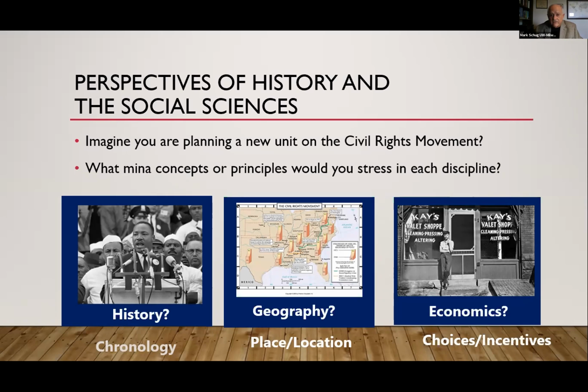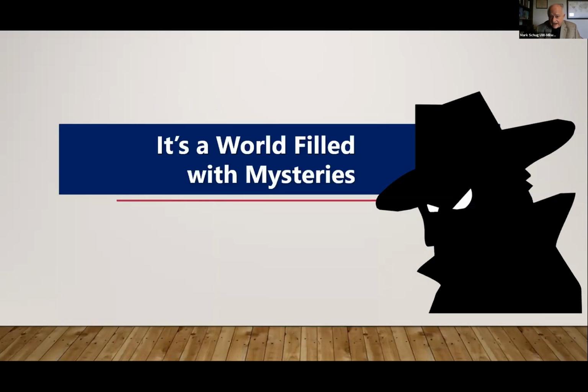So why did the Civil Rights Movement happen at that time? Why didn't it happen at some other time? We have a chapter in the book that talks about the desegregation of Major League Baseball in 1947 with Jackie Robinson. Well, why did that happen in 1947, way ahead of the Civil Rights Movement? Well, it had to do with choices and incentives and competition.